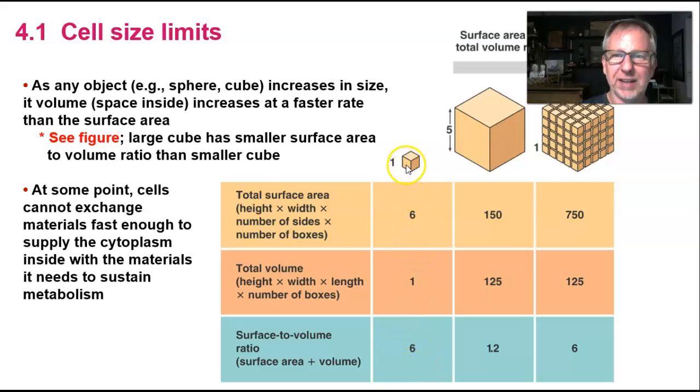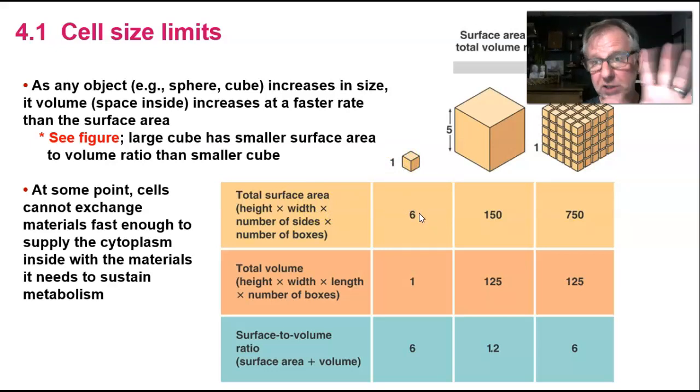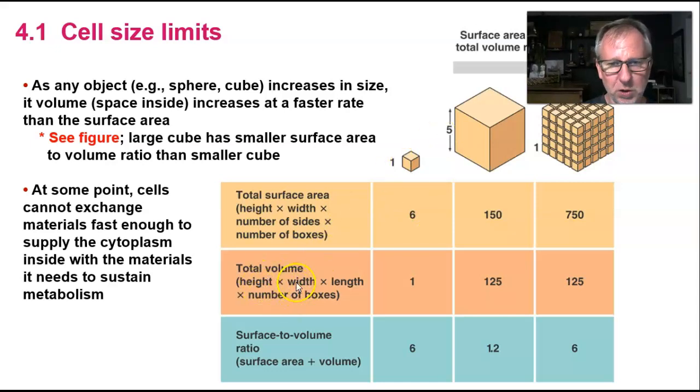So, for example, the little cube, the sides each have a dimension of 1. And here's the formula for surface area. So if you plug the number 1 into that formula, then you get a surface area of 6. Okay, you could do it, or just take my word for it. If you plug that number 1 into the volume equation, then the volume of that little cube is 1. So the amount of surface area compared to the volume is 6 to 1. That's where the number 6 is down here.